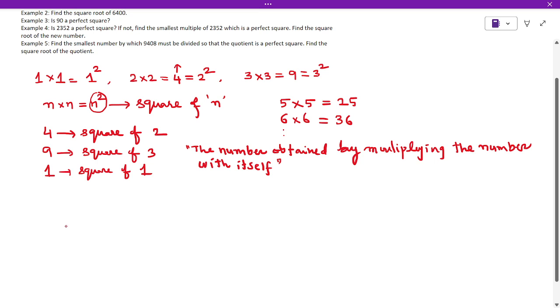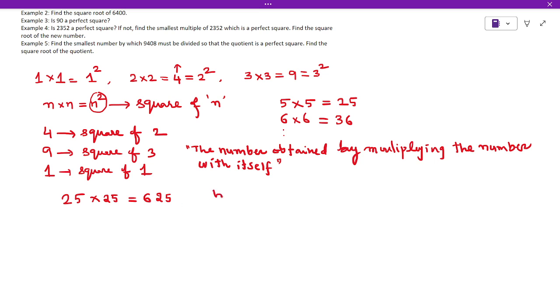So if we have a bigger number, suppose let's say 25, and I want to find the square of 25, how can I find it? I just need to multiply the same number. So if you multiply 25 into 25, you would get 625. So therefore the square of 25 is 625.